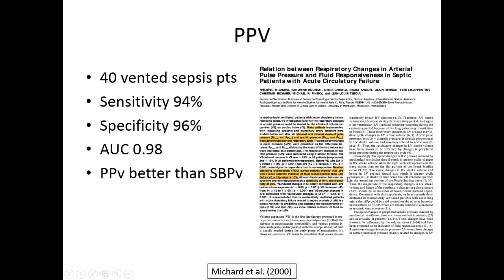So pulse pressure variation, as I was saying, a lot simpler than stroke volume variation, and performed excellently in this study by this French group. So they had 40 septic patients. They were all mechanically ventilated. It's suspiciously perfect, their results. And they also measured systolic blood pressure variation, which was only marginally worse than pulse pressure variation.